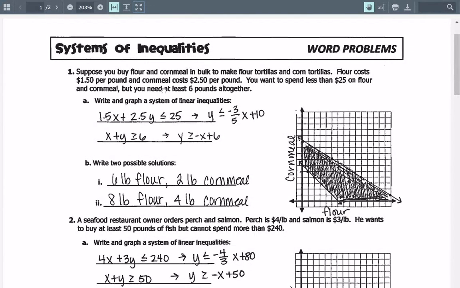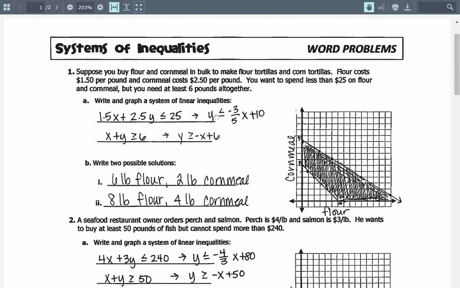The rest of the sentence says that we need at least 6 pounds altogether. So the pounds of flour, X, plus the pounds of cornmeal, Y, should be greater than or equal to 6. Notice that we have solved each of the equations for Y so that they are in slope-intercept form to help us graph. The first equation has a y-intercept of 10, so we began there, and a slope of negative 3/5, so we move down 3 over 5, and this top line represents that.